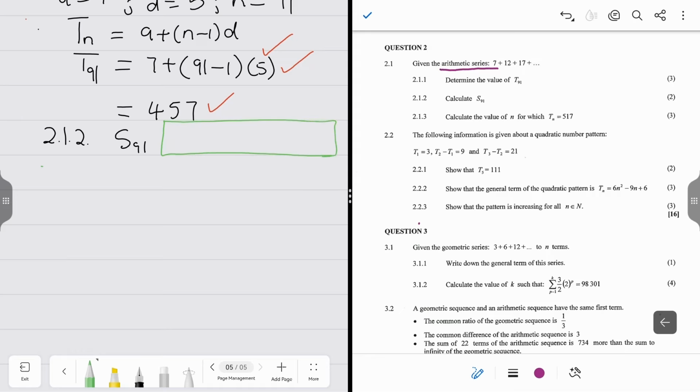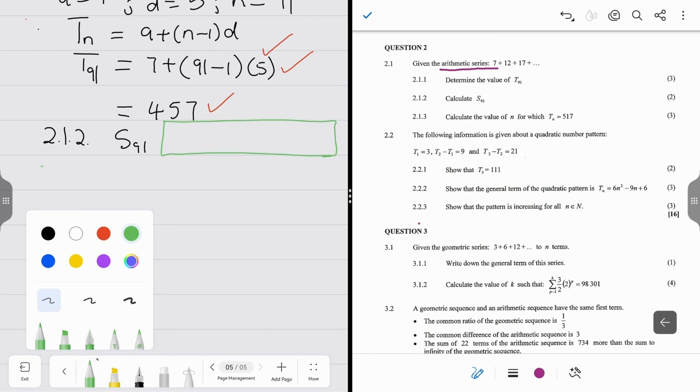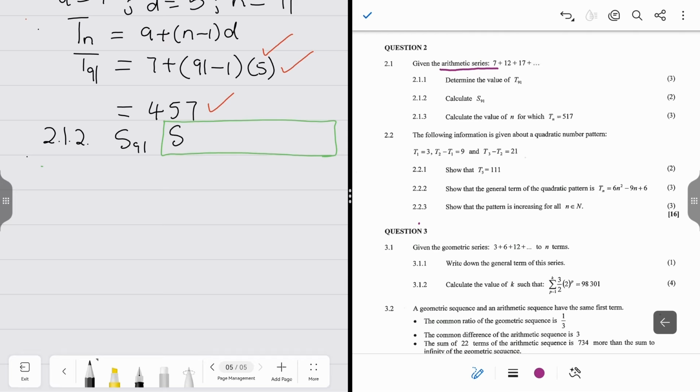So the formula will be Sn, which is our sum of the first n terms, equals n divided by 2, and then we multiply that by 2a plus n minus 1 in a bracket times D. That is our formula that you can find in the formula sheet, and you need to copy it down so you can substitute all the values into it.